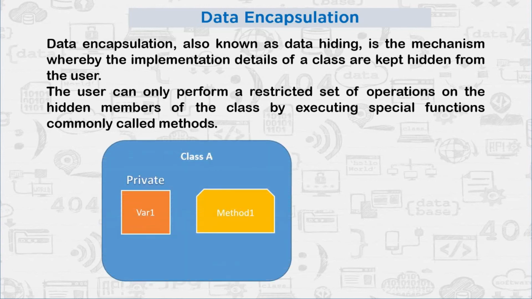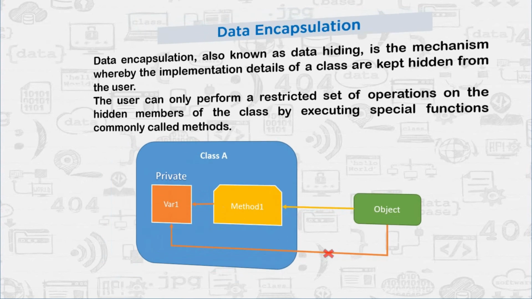We have a class with a private variable and a public method. Now we create an object of the class, and if we try to access the private variable directly from the object, then we will get an error because we can't access a private variable from the outside. Now we can access the variable by using the method. This concept is known as data encapsulation.